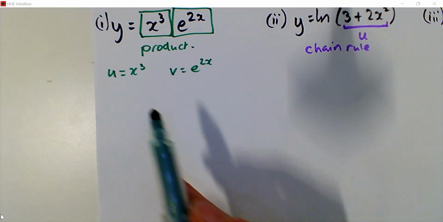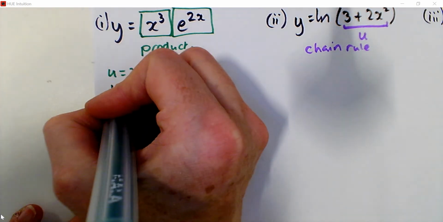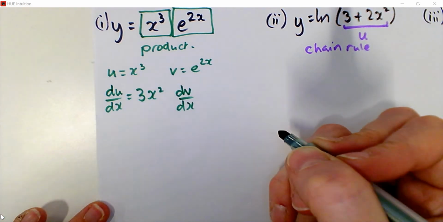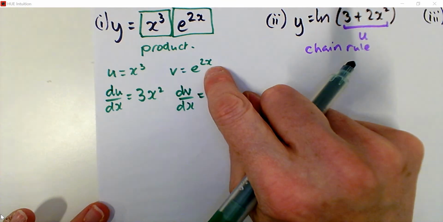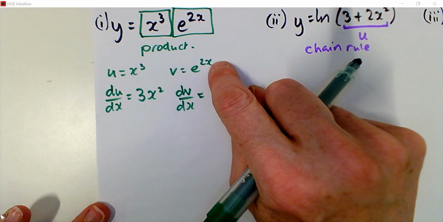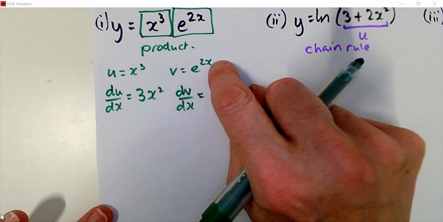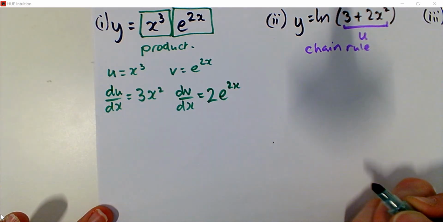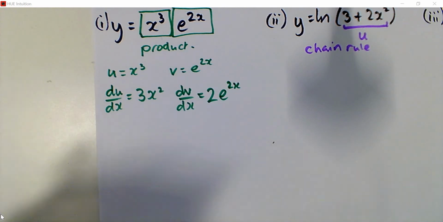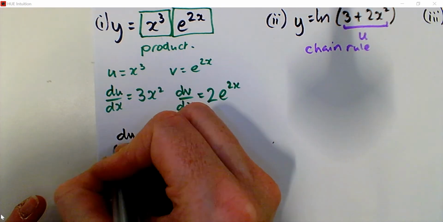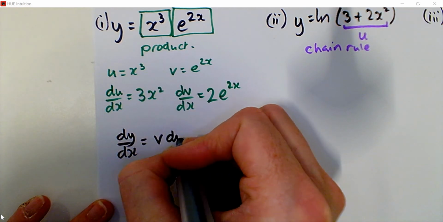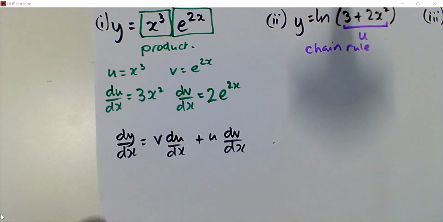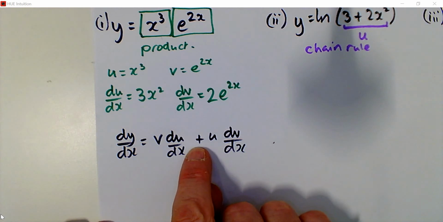For the first one, remember we just differentiate each part. So du dx is going to be 3x squared. For dv by dx, you can use the chain rule for this, but it's one that you should have memorized from year 12. e to the kx becomes ke to the kx. So this is 2e to the 2x. Now the product rule you do not get given, but the formula is, to get dy by dx, you do v du by dx plus u dv by dx. It's like the numerator of the quotient rule, except this is a plus.